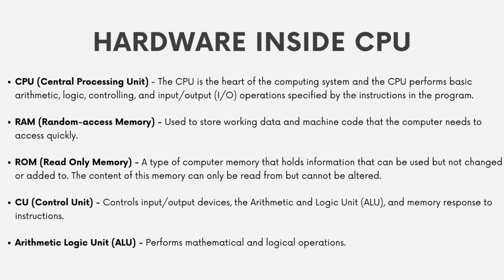Okay, hardware inside the CPU. Number 1 is the CPU. What is the CPU? CPU is the central processing unit. The CPU is the heart of the computing system, and it performs basic arithmetic, logic, controlling, and input or output operations specified by the instructions in the program. Number 2 is RAM, random access memory. It is used to store working data and machine code that the computer needs to access quickly.